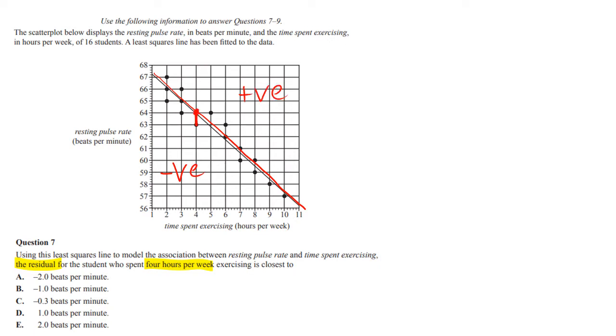So if we start at the line and go down to that dot, which is for the 4, we've gone from 64 to 63. So we've gone down the negative side of the line. So it's minus 1. So the answer is B.